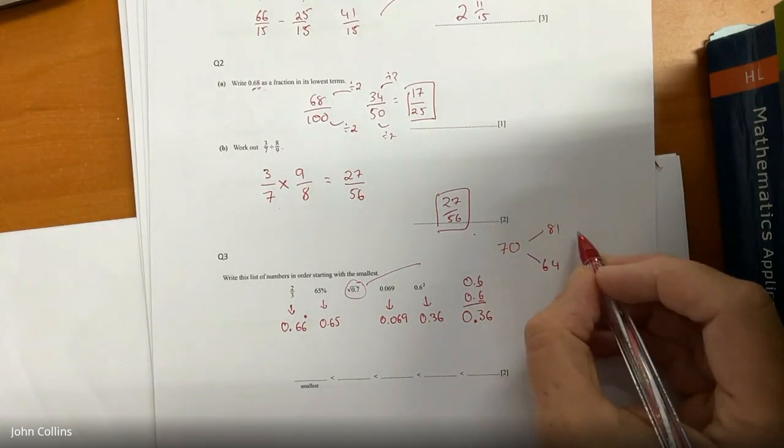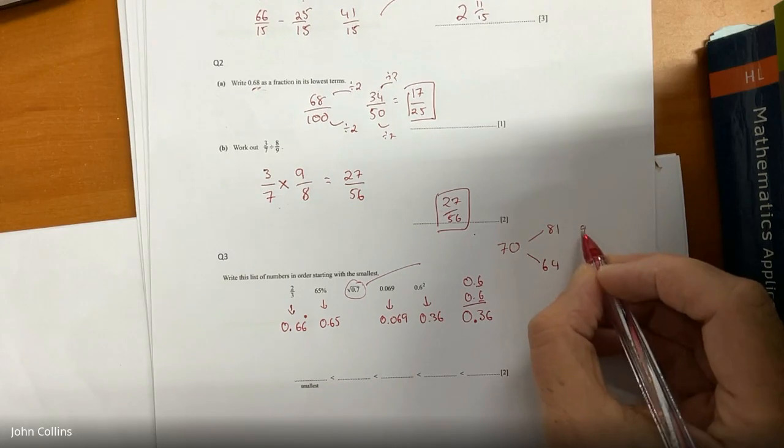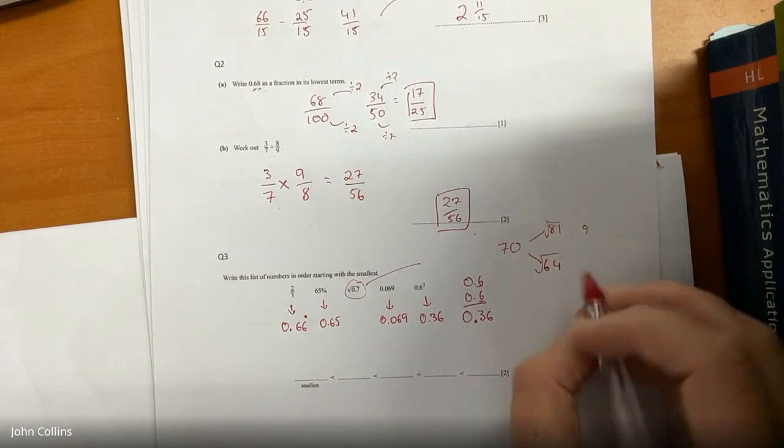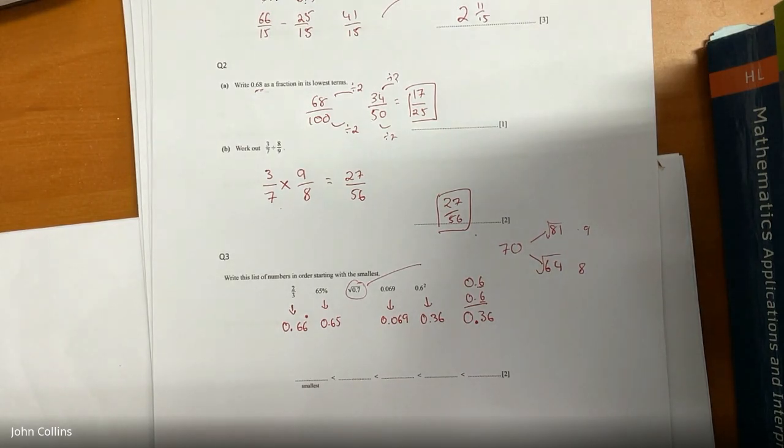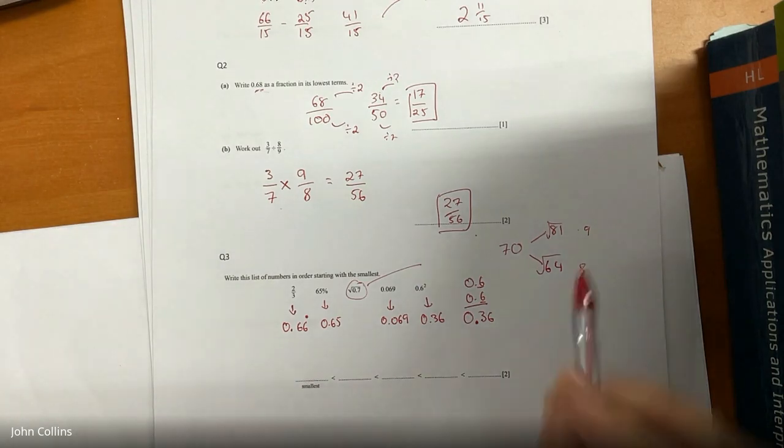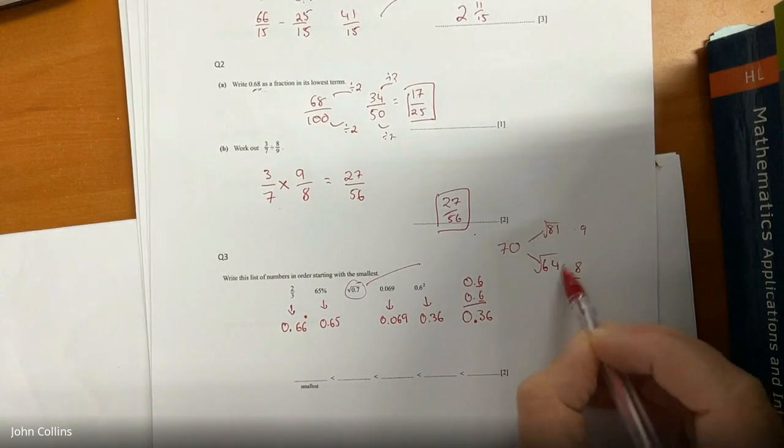So the square root of 81 is 9, and the square root of 64 is 8. So this sits somewhere between 0.8 and 0.9, doesn't it? Or does it? 0.84. Yeah. So that's how you do it. It sits somewhere between... all I need to know is it's bigger than 0.8.